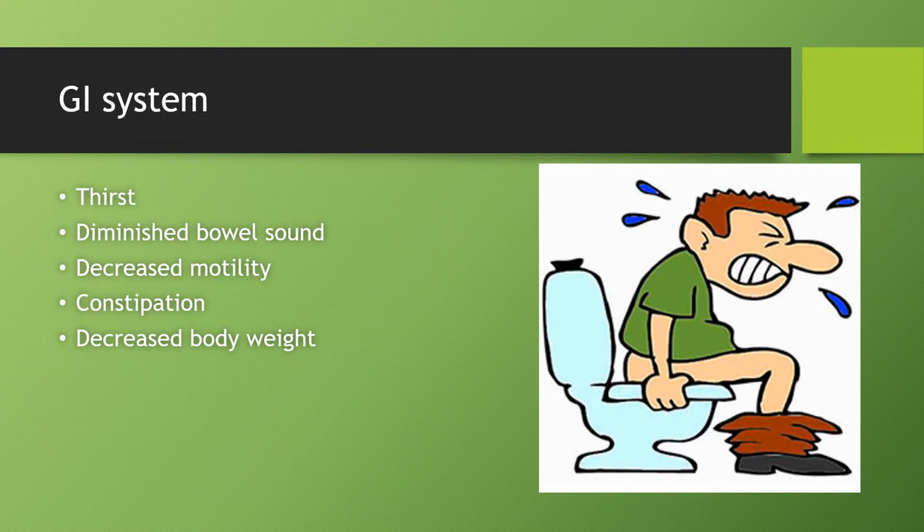Next one is the GI system. In the GI system, thirst is increasing. Because of dehydration, the person may feel very thirsty. Then diminished bowel sounds. Bowel sounds are decreased. Then the bowel movement is also decreased. It leads to constipation. Then decreased weight, weight loss.